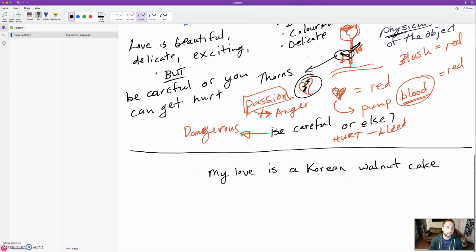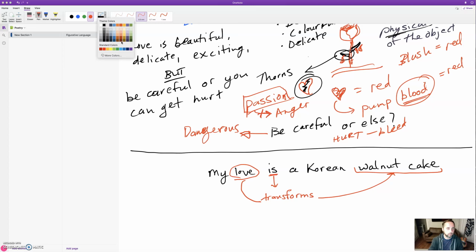Well, I've clearly changed the argument about love. Okay, we have our transformative verb. This is what transforms it, the verb here, the to be verb. And now I've transformed my love into this object, right? Korean walnut cake. Well, we're not in a traditional kind of setting anymore of this metaphor, right? But okay, I don't know. There's my Korean walnut cake.